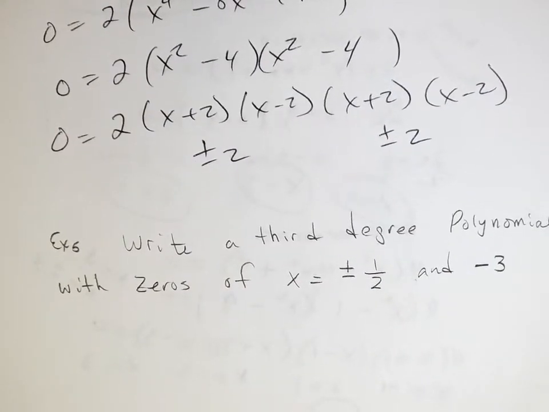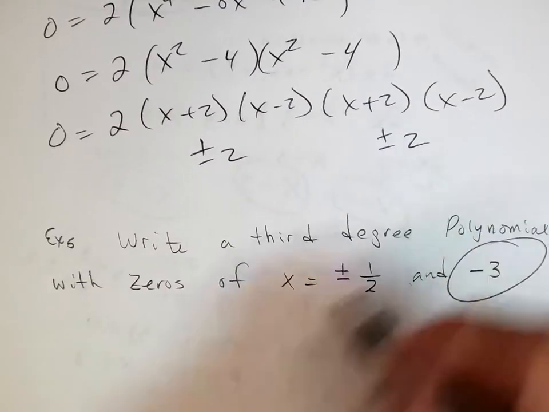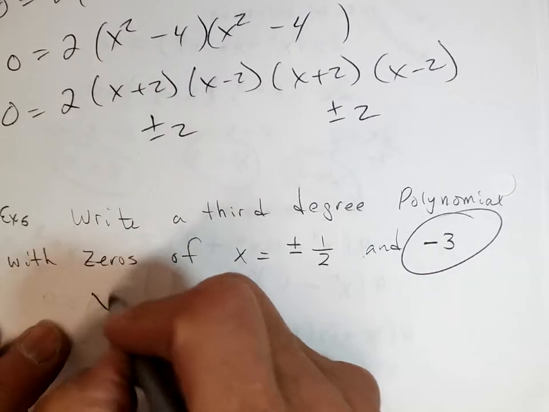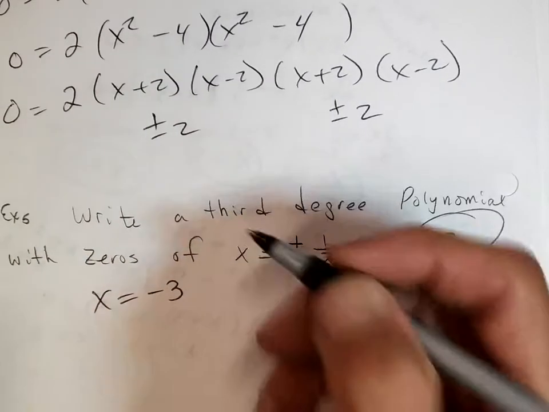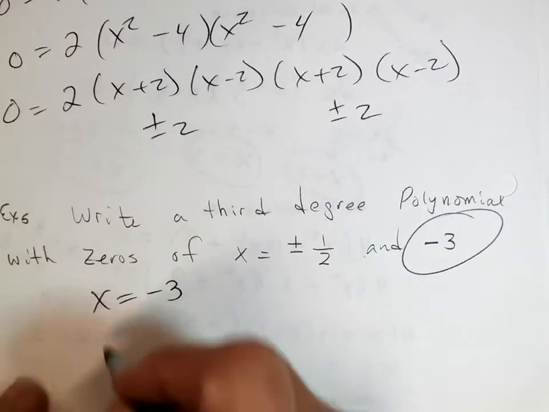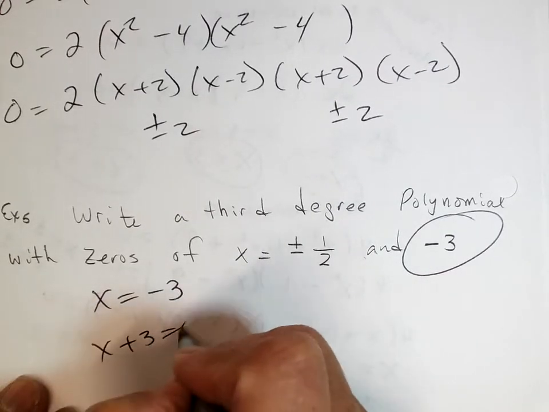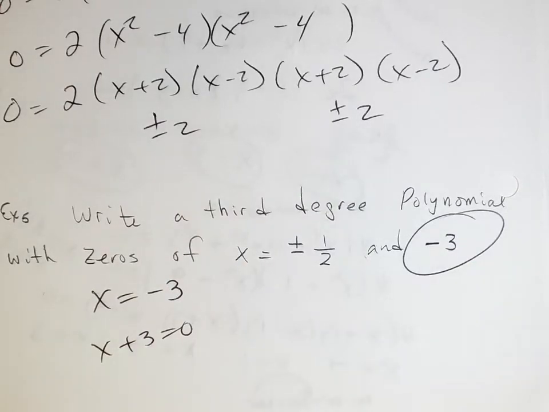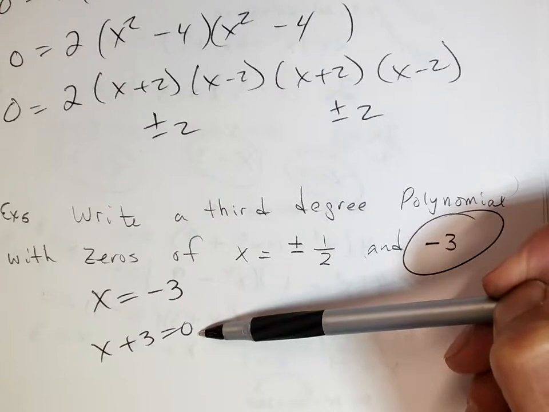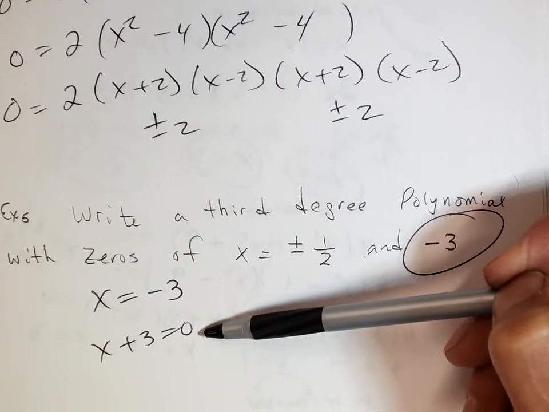Write a third degree polynomial with zeros of. First of all, let's take the easy one, negative 3. The only way I could get a negative 3 is if x equaled negative 3. That's my answer. Let's go backwards. That would have come from an x plus 3 equals 0.